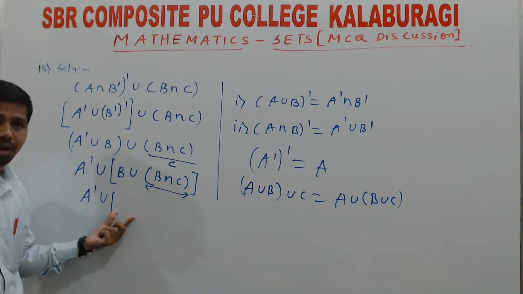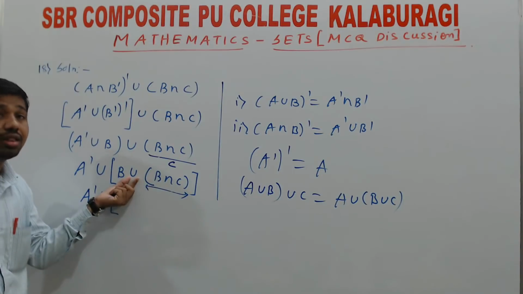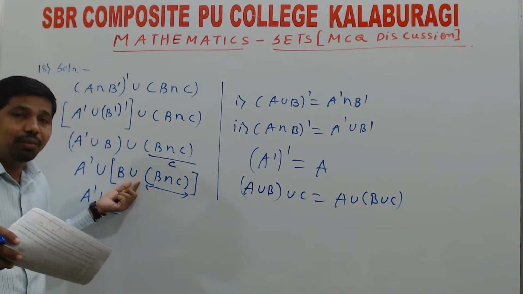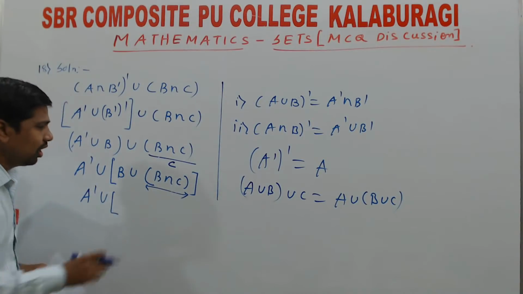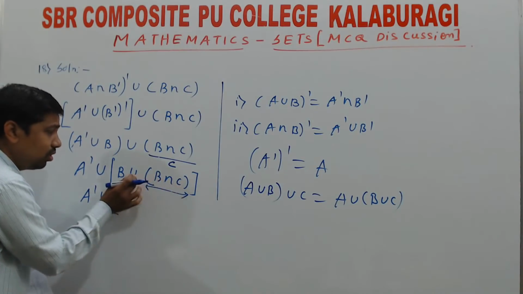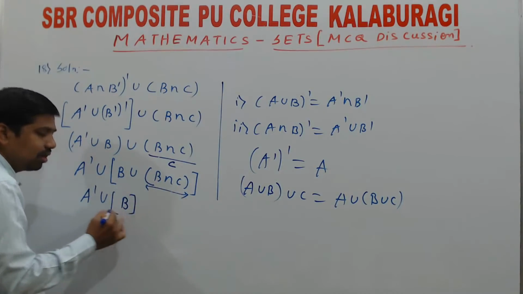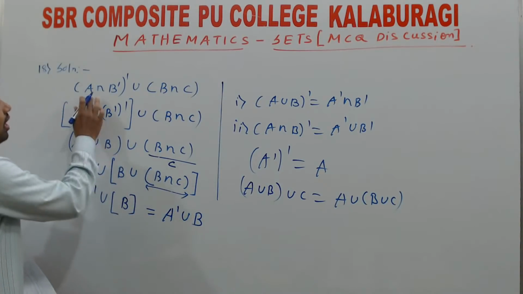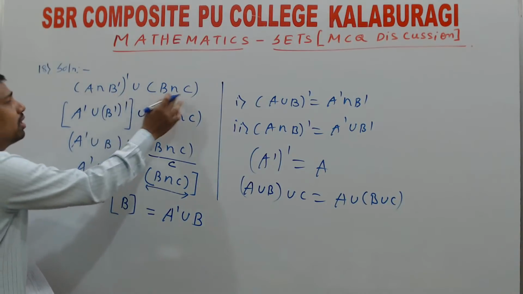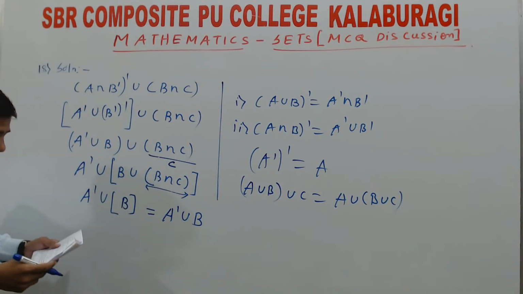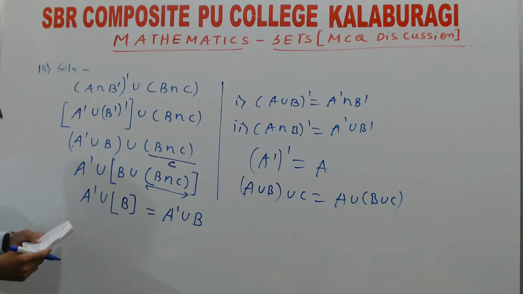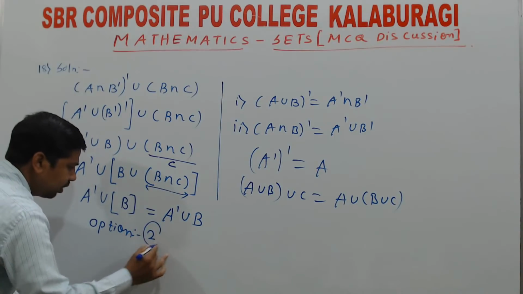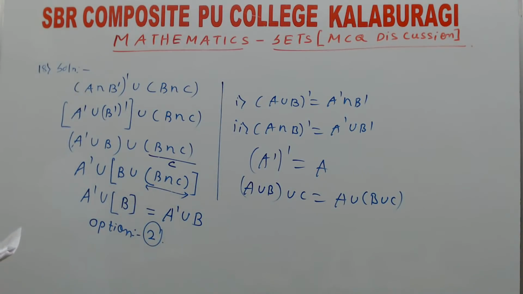as B, because I am taking the union. When I take the union of two sets, I get the bigger set as output. When I take the intersection, I get the smaller set as output. Here it is a union, so B ∪ (B ∩ C) gives B, as B is the bigger set. So this is equal to A' ∪ B. So (A ∩ B)' ∪ (B ∩ C) is A' ∪ B, which is your second option. Option number 2 is the correct one for the 18th question.